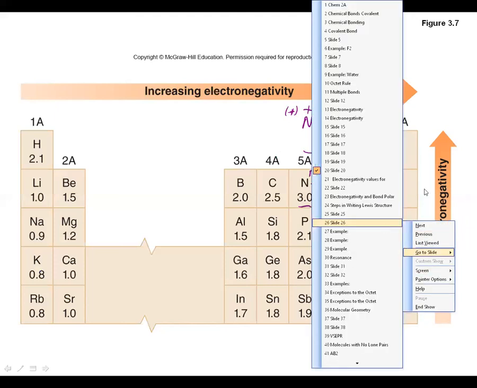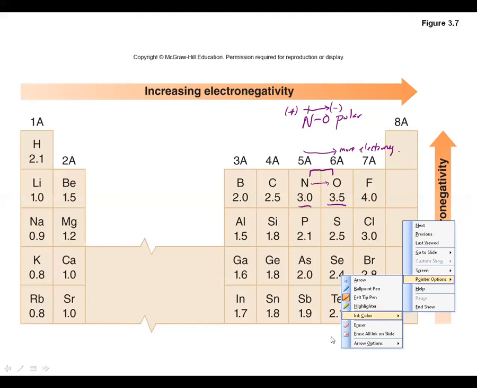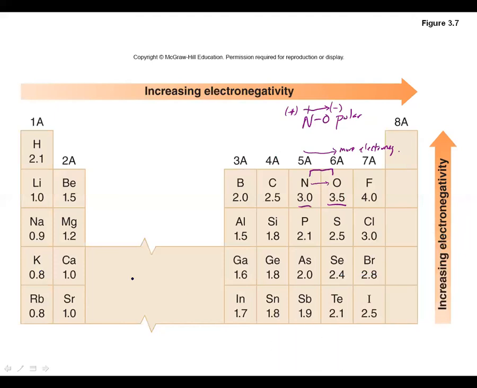Same thing here if you're comparing elements in the same group or column on the periodic table, so going up and down on that periodic table. For example, if you were comparing these two, the oxygen and the sulfur, here oxygen is higher up on the periodic table, which means it should be more electronegative.